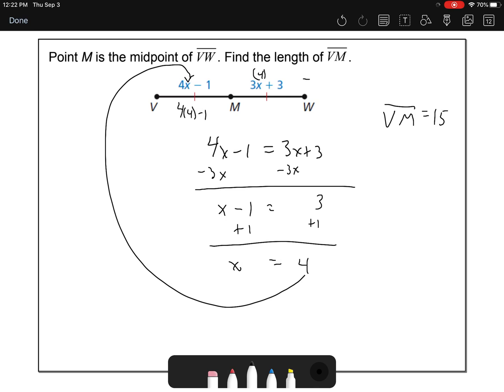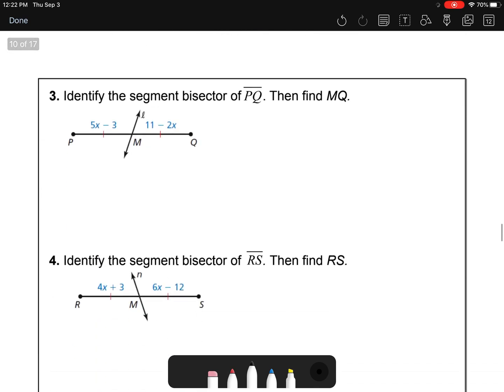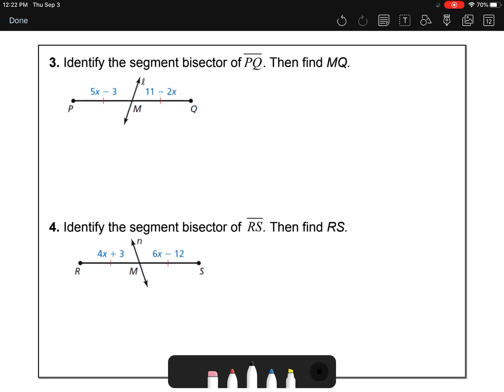That would also mean that MW is 15, right? Well, check it. 3 times 4 is 12. 12 plus 3 is 15.